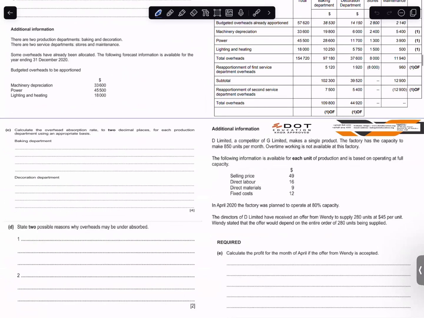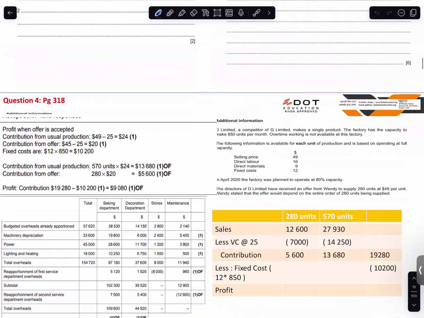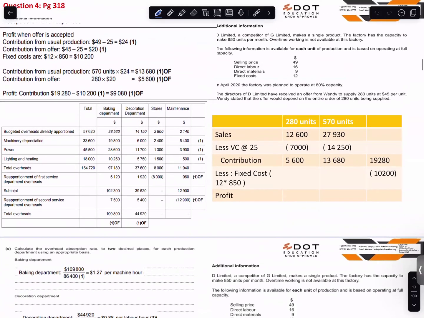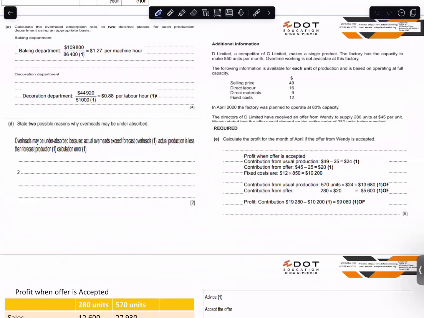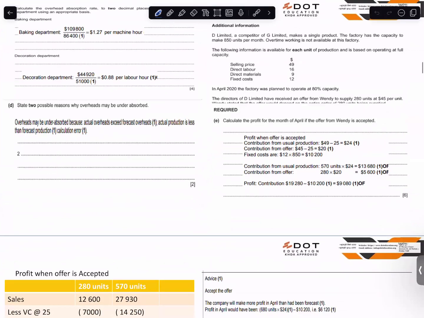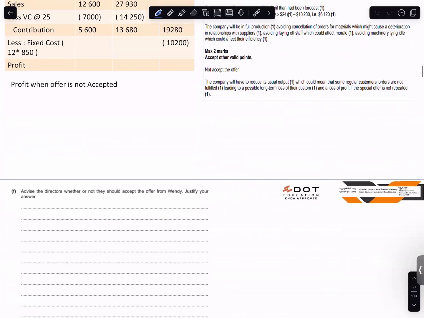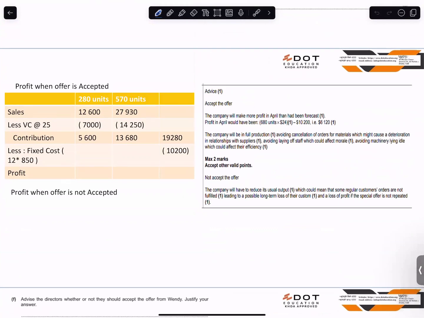Okay. State two reasons why overhead may be under absorbed. Under absorption will either be because overhead recovered is less than actual overheads, or you produce less than what you estimated. Actual production is less than forecast production. Okay.